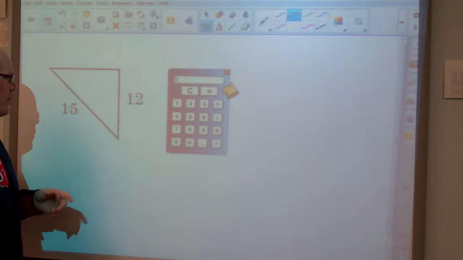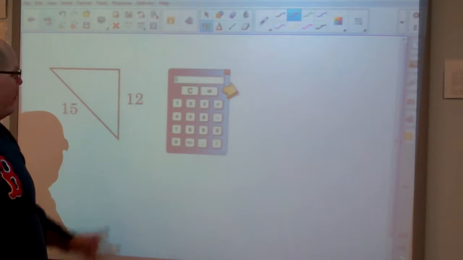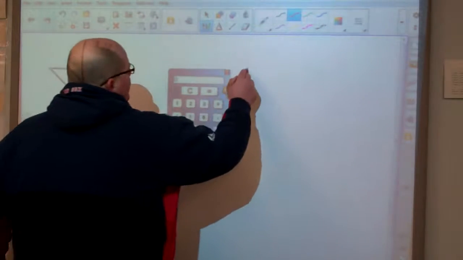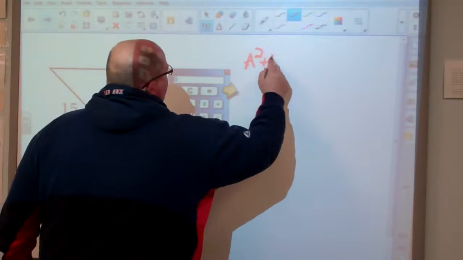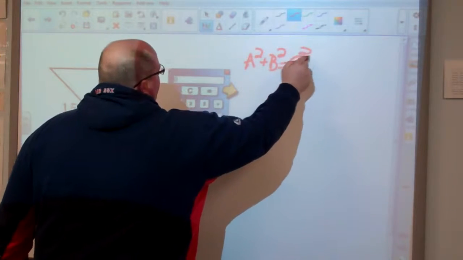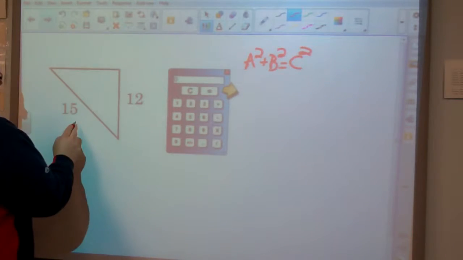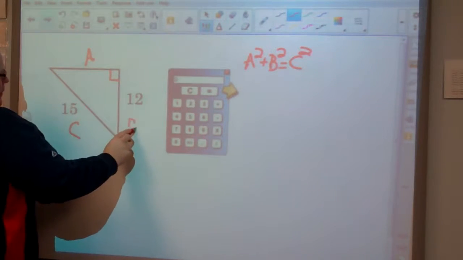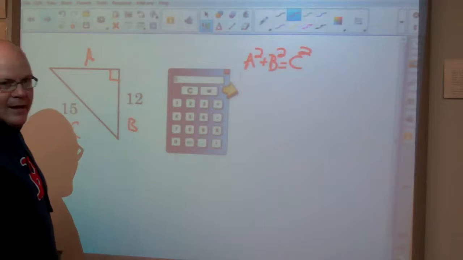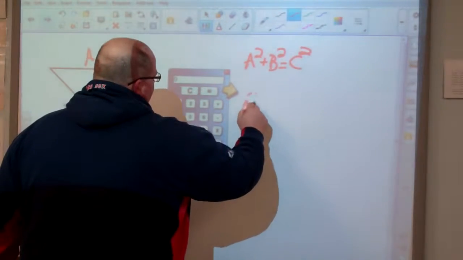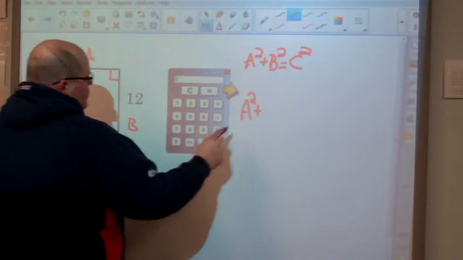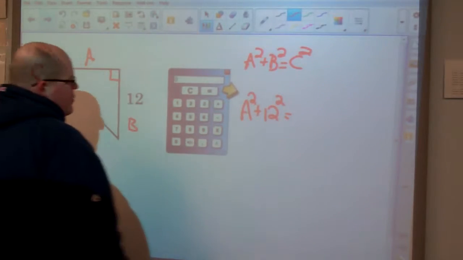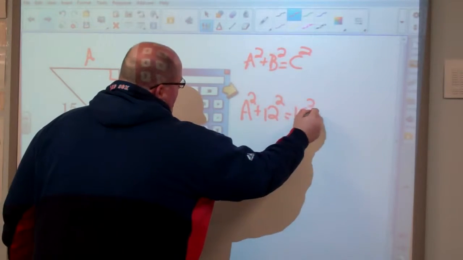You notice on this one, they've given us the hypotenuse and we have to find one of the legs. We're going to do the same thing. I'm going to write up my formula: a squared plus b squared equals c squared. This is c, the diagonal side. Let's call this a and this b. So our a is our unknown. a squared plus 12 squared equals c squared, which is 15 squared.